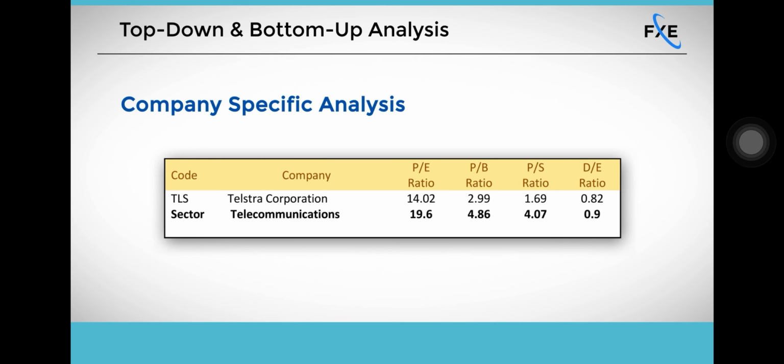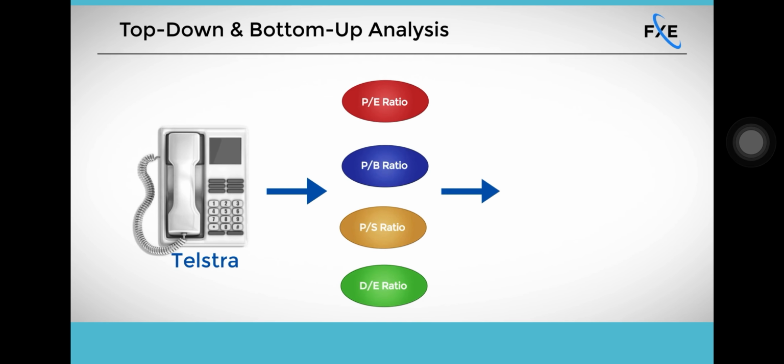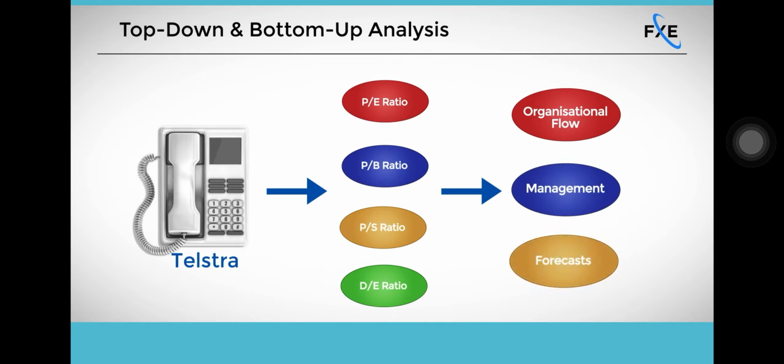The company-specific analysis that Jan carries out is heavily fundamentals-based, and includes PE, PB, PS, and DE ratios. Once Jan has an idea of Telstra's fundamentals, she starts to work on their organisational flow, management, and future forecasts to gain a more meaningful understanding of Telstra's growth prospects moving forward. Jan has a sound understanding of Telstra's products and services, and thinks that their new 5G rollout will be good for the company. Looking deeper into Telstra's business model and financials has given Jan more confidence about their new rollout plans, and is satisfied to move to the next stage of her analysis process.